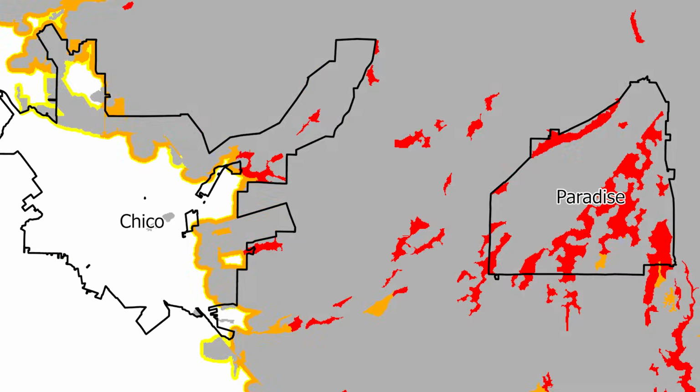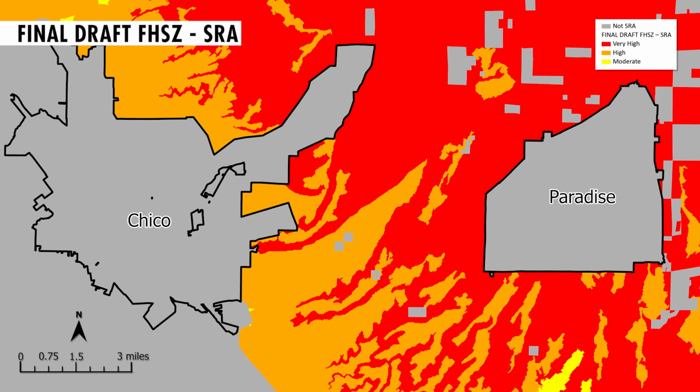This completes the modeling process for fire hazard severity zones across all lands in the state. Once we have a final fire hazard severity zone map for all lands, the final step in map development is to extract state responsibility areas to fulfill the requirements of the regulatory process.